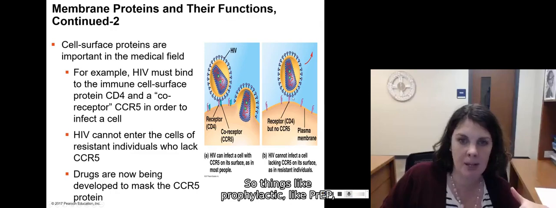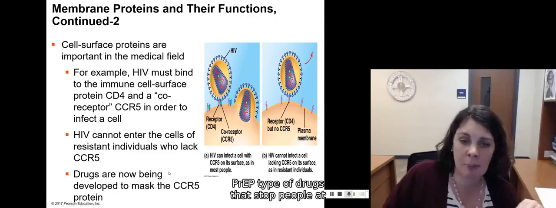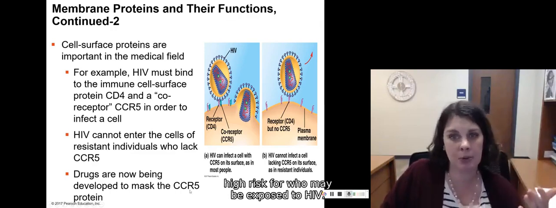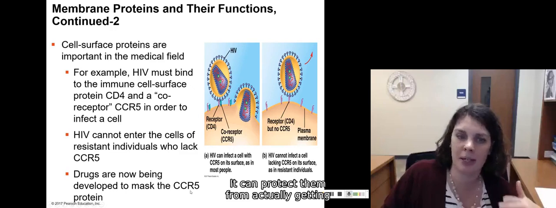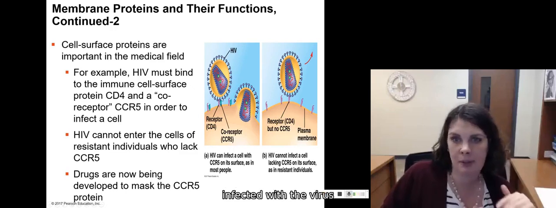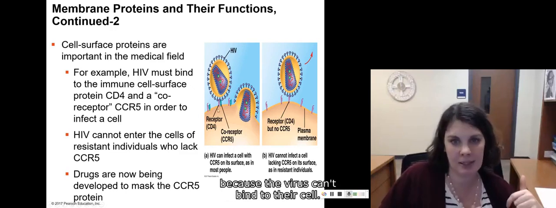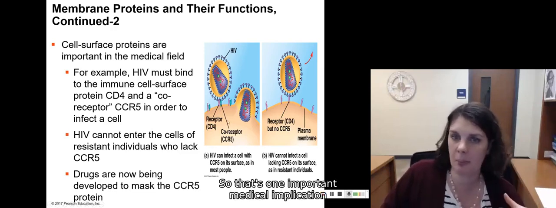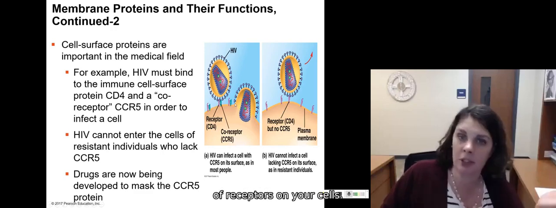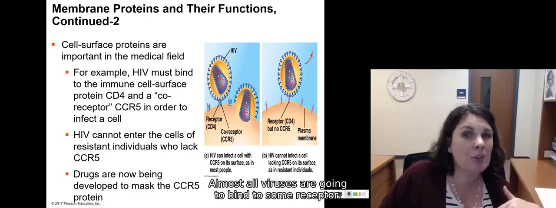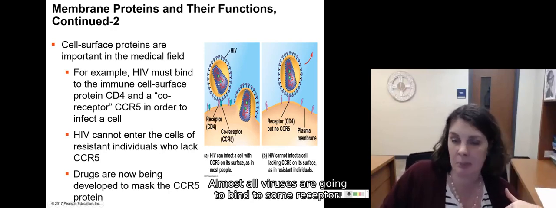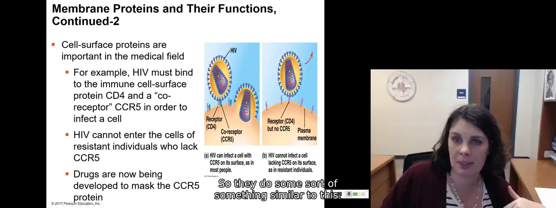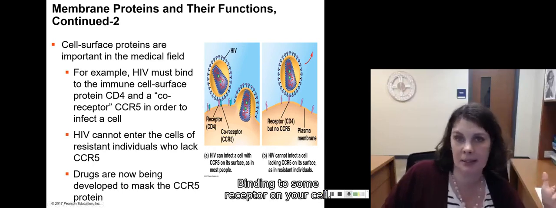So things like prophylactic, like PrEP type of drugs, stop people at high risk who may be exposed to HIV. It can protect them from actually getting infected with the virus because the virus can't bind to their cell. So that's one important medical implication of receptors on your cells. Almost all viruses are going to bind to some receptor. So they do some sort of something similar to this, binding to some receptor on your cell.